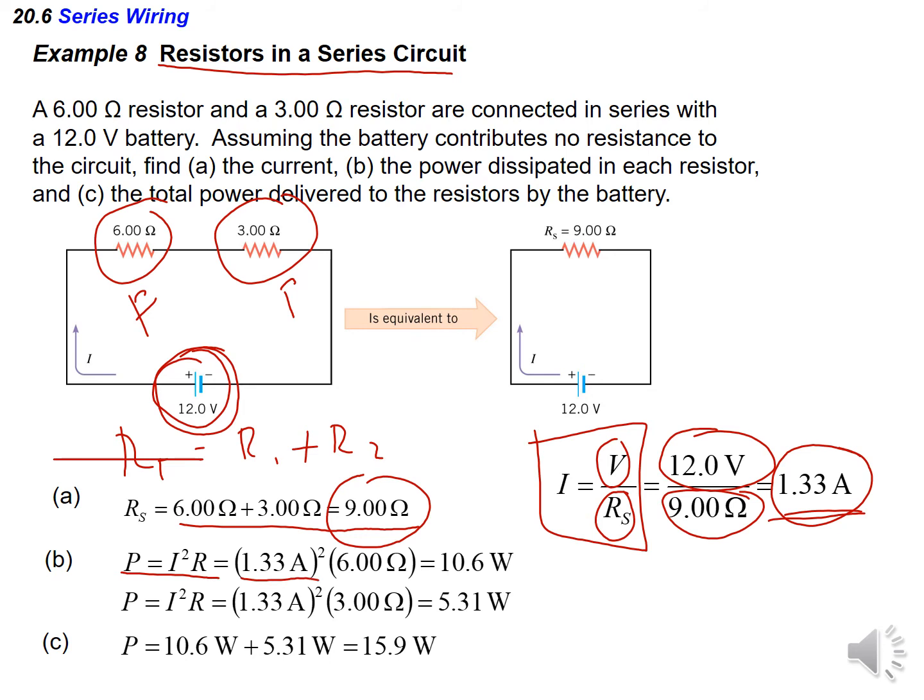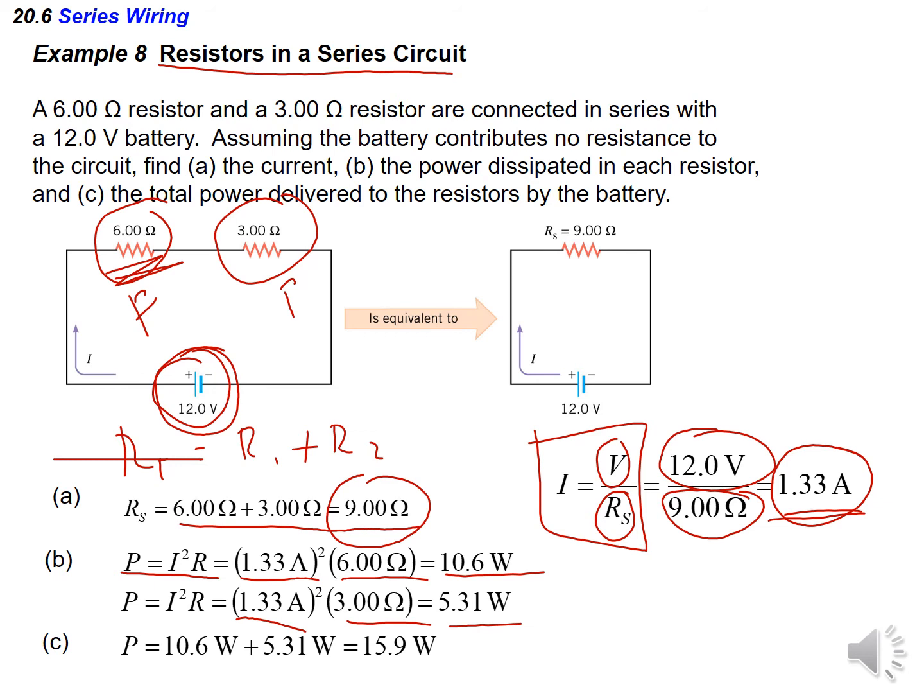We have 1.33. Resistance is 6 ohms. So the answer is 10.6 watts. And then for the second resistance, 3 ohms, still, we have constant value of current. That is equal to 5.31 watts.